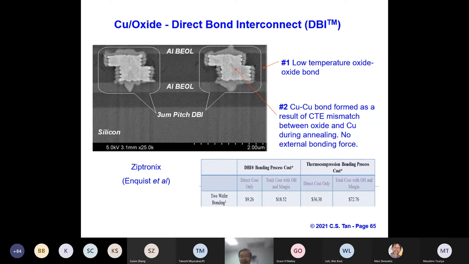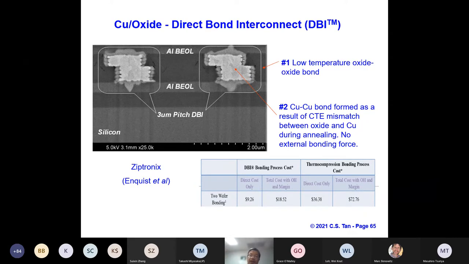at all, right? Because the copper is constrained in the oxide because of CTE mismatch and because of delta temperature, they just need to expand, and therefore thermal compression happens locally without any external forces. So this is basically the beautiful thing about this technology.